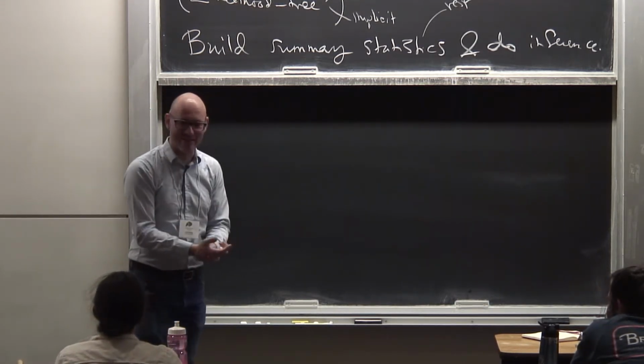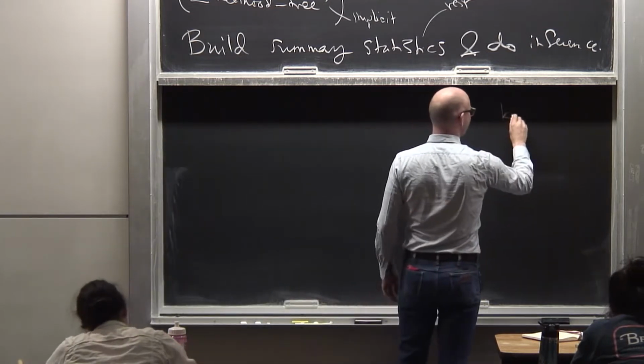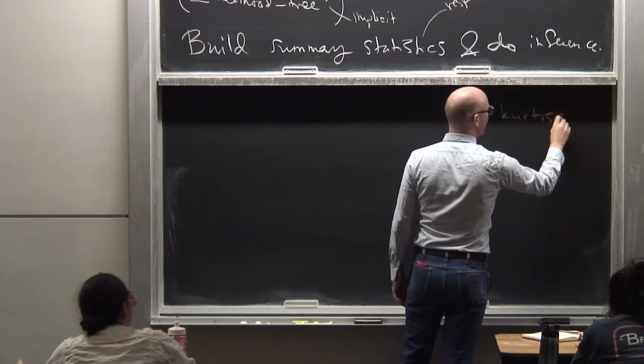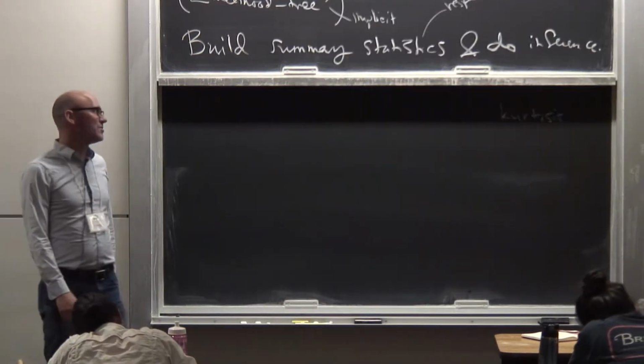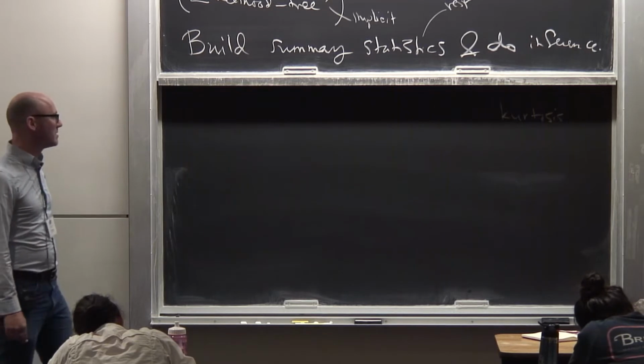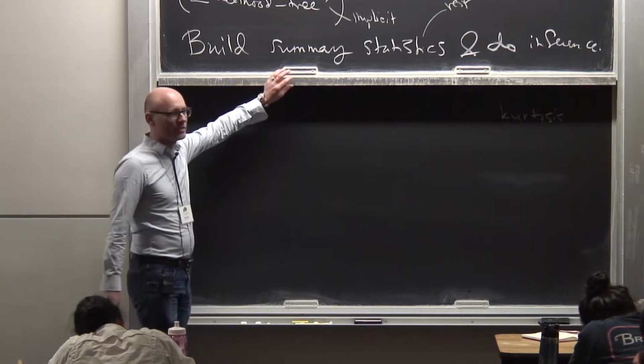Kurtosis for me, so I can look it up later. Good, I will. Why don't I write it right here? Kurtosis. All you need to know is that it's the fourth order statistic. Thank you. And skew is third order, variance is second, and mean is first order statistics.